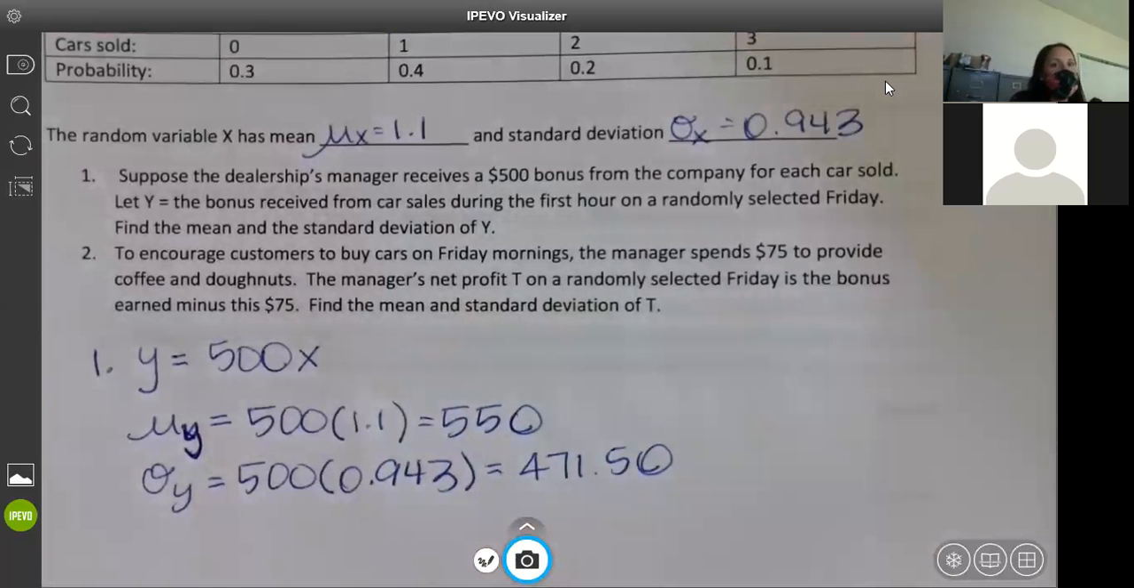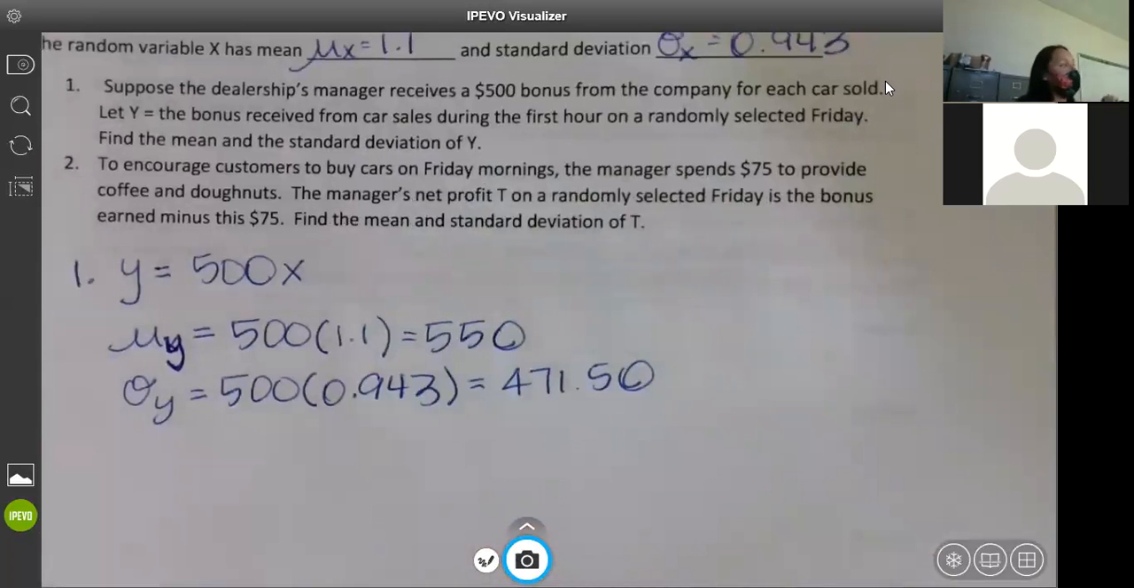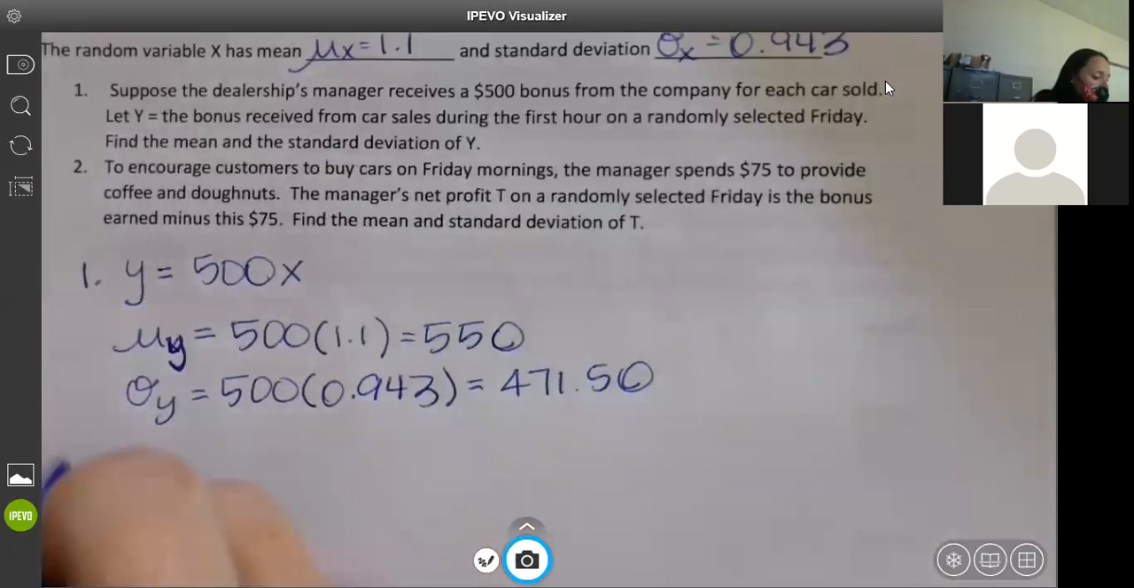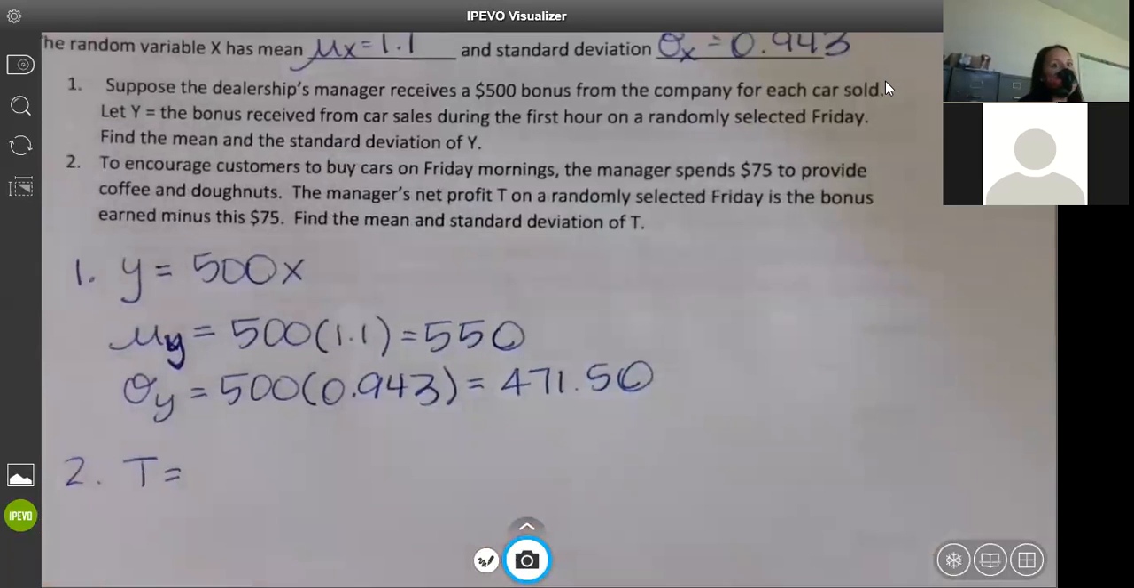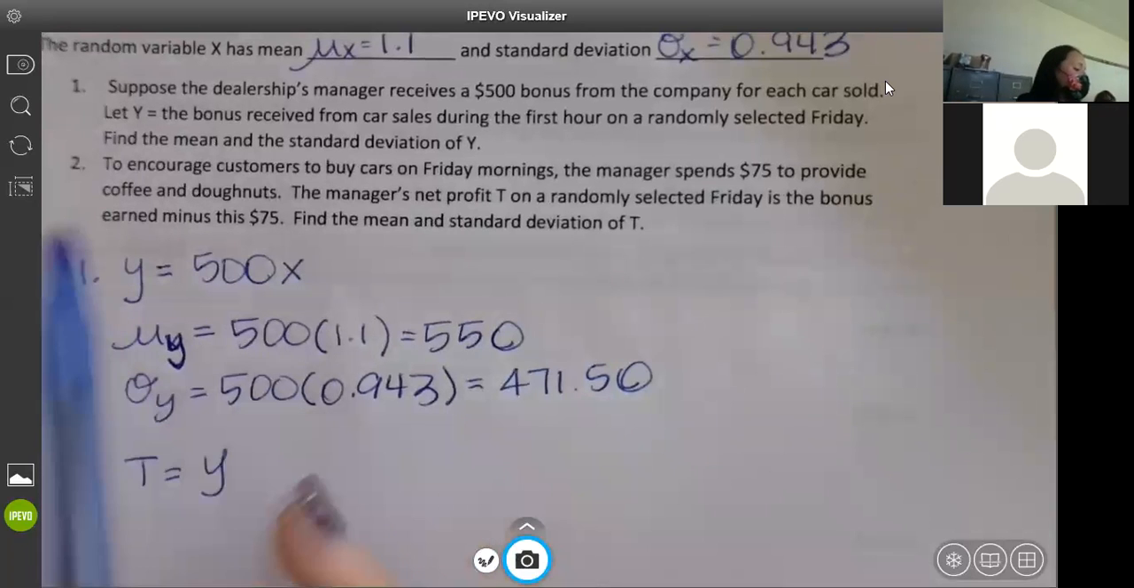All right. So to encourage customers to buy cars on Friday mornings, the manager spends $75 to provide coffee and donuts. The manager's net profit T on a randomly selected Friday. So T is the bonus earned. So what do we label the bonus? What letter? No, we already did it. Why? Minus this 75.